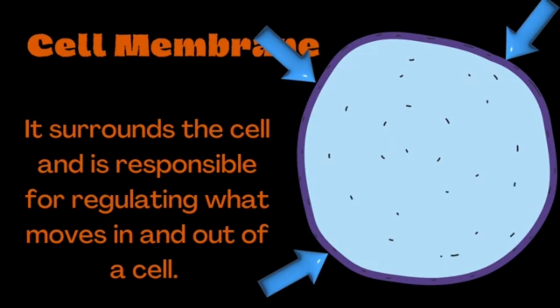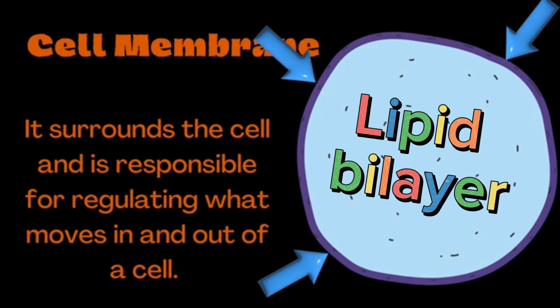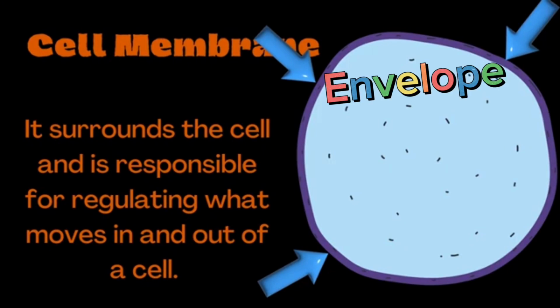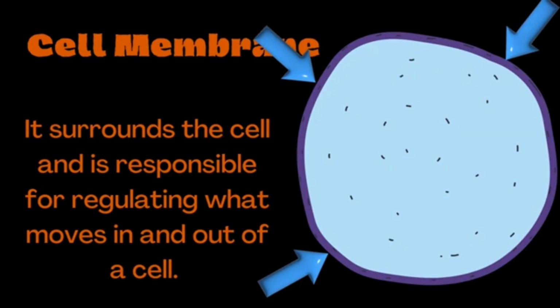This is a double, or we say a bilipid layer surrounding the cell. It is responsible for regulating what goes in and what goes out of the cell. So it is an envelope encompassing the cell, protecting the cytoplasm and all the other cell contents, keeping them intact inside the cell, whilst selectively allowing some stuff to go in or to go out.